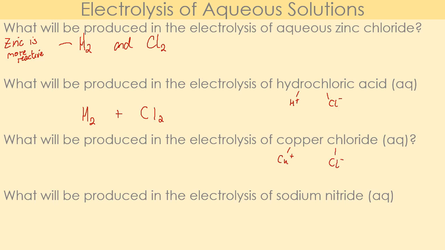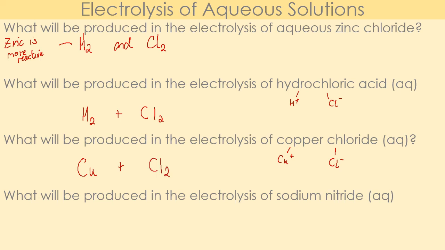Now this copper could be 2 plus as well. I'm going to go for plus at the moment because I know it is positive. Now I need to think of which one is more reactive. Now copper is less reactive than hydrogen, therefore copper will be formed. So I'm going to get copper, and then I've still got my chloride ion, so I'm going to get chlorine being formed.